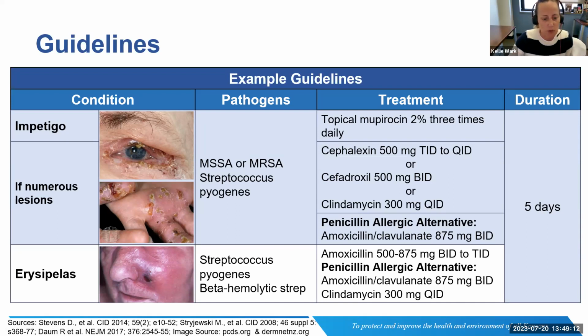For this one, it's pretty universally going to be strep, whether that be group A strep or some beta strep. So you can see the treatment there, and then some penicillin alternatives. Next slide.